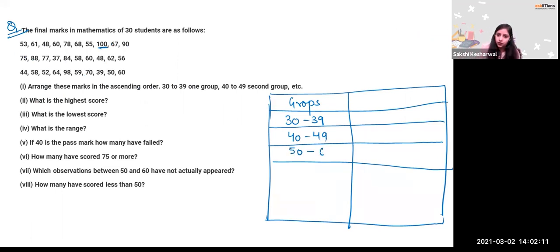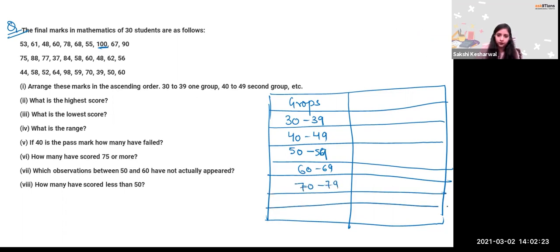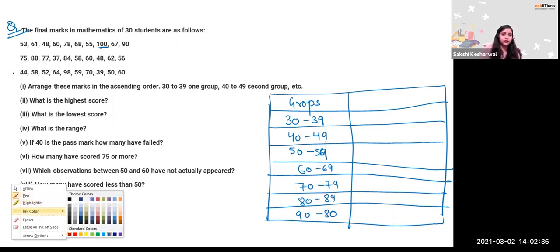So this will be 50 to 59. Then you have 60 to 69. Then you have 70 to 79. Then you have 80 to 89. And then you have 90 to 100. So what it's saying is to arrange them in the ascending order. So what we'll be doing is writing it down. So let's do the cancellation.